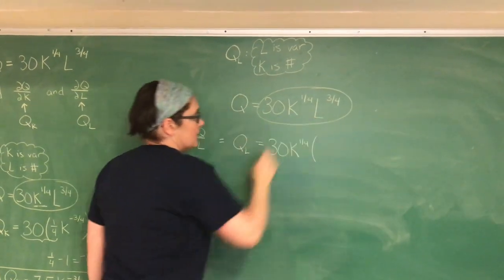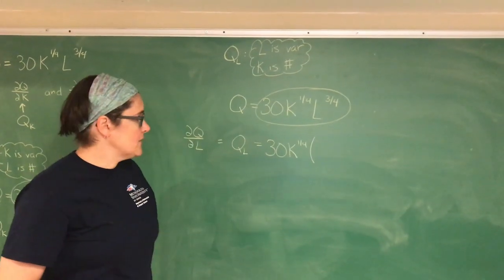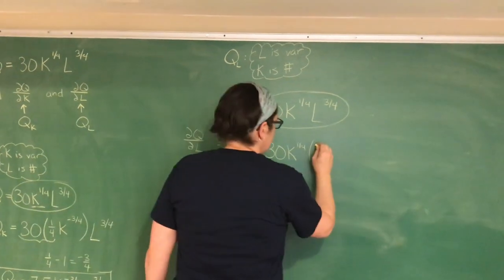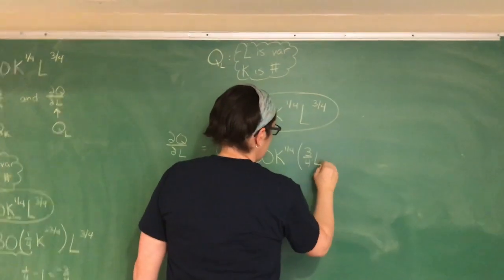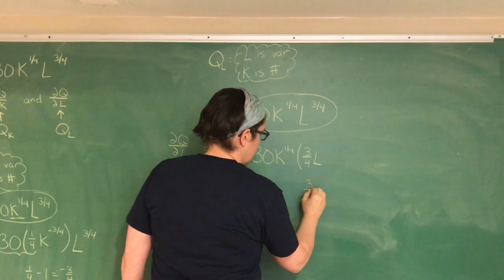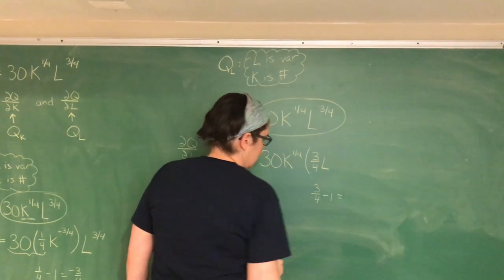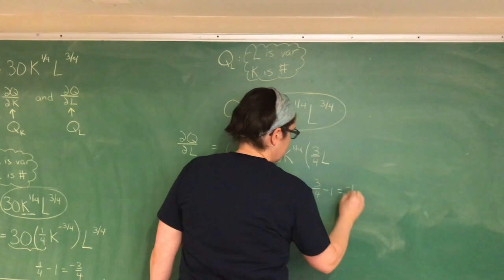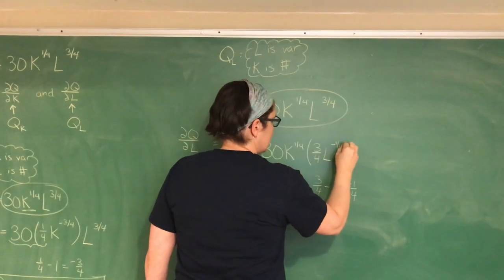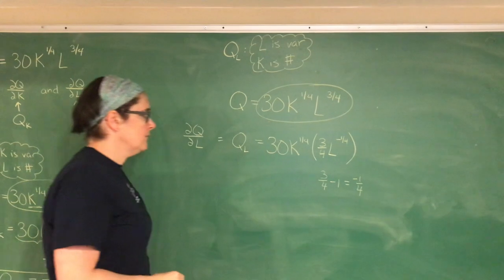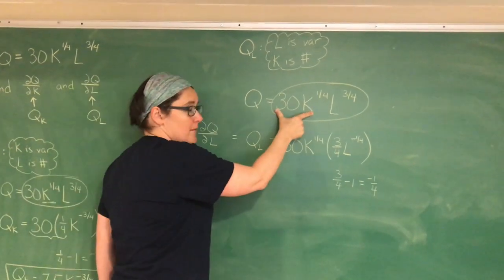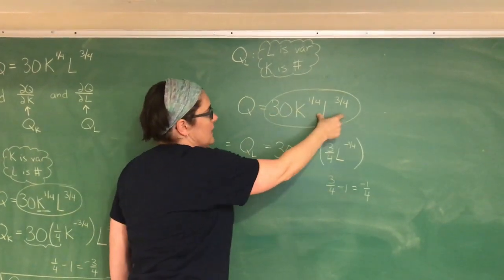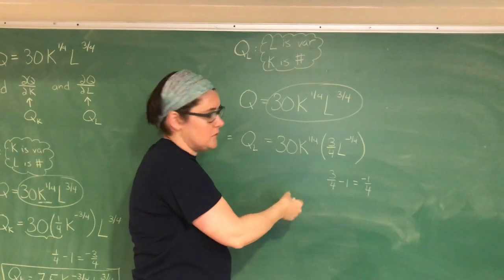And now I'm going to take the derivative of L to the 3/4. To take the derivative, I bring the 3/4 down in front. I subtract 1 from the power. And you can check in your calculator that 3/4 minus 1 is negative 1/4. So I have L to the negative 1/4. Okay, so I carried along the numbers. K is a number. And I take the derivative of the L to the 3/4.